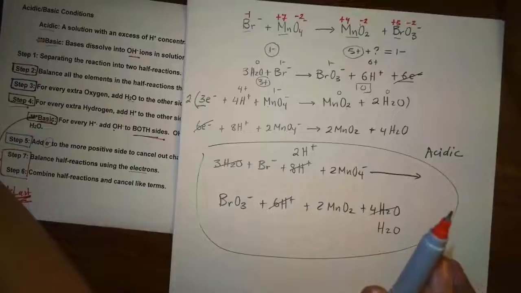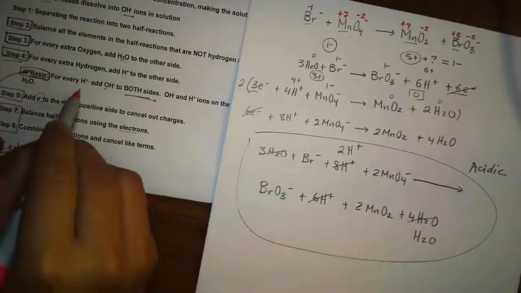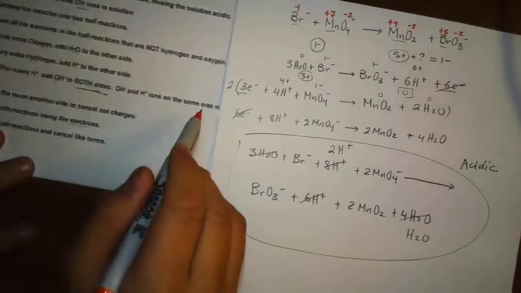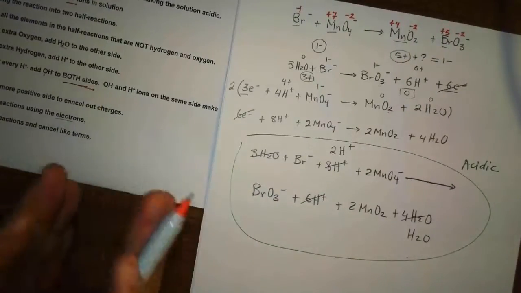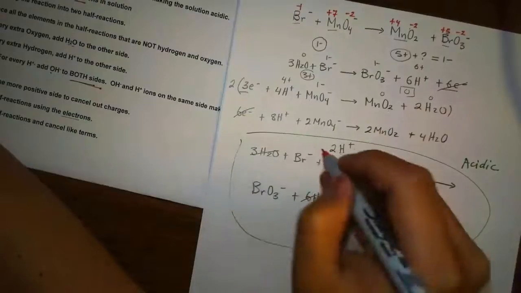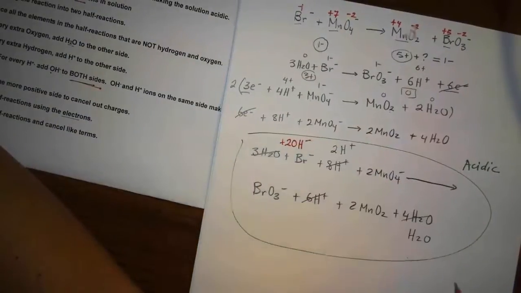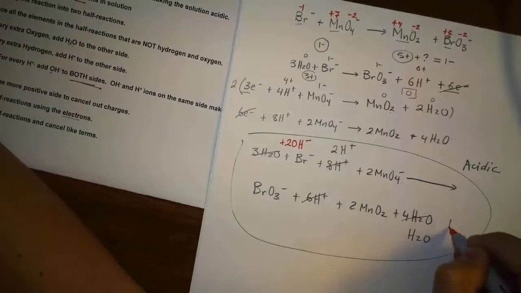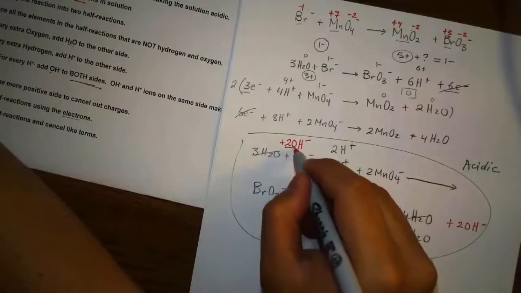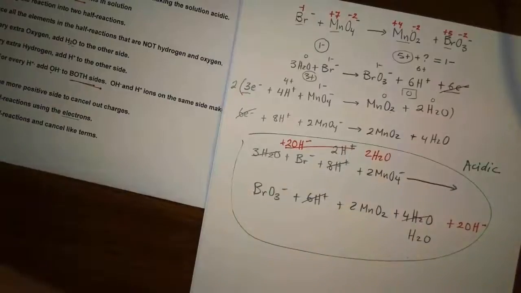I'm going to use a different color to change this into a basic condition. And all we have to do is for every H+, we add OH- to both sides. And if the OH- and the H+ are on the same side, they will neutralize, they become water. That's it. Here I have 2 H+, so I'm going to add 2 OH-. And when we do that, we're going to add on this side as well 2 OH-. And all we have to do is combine this together and make that water. So we have 2 H2O, and that's it.